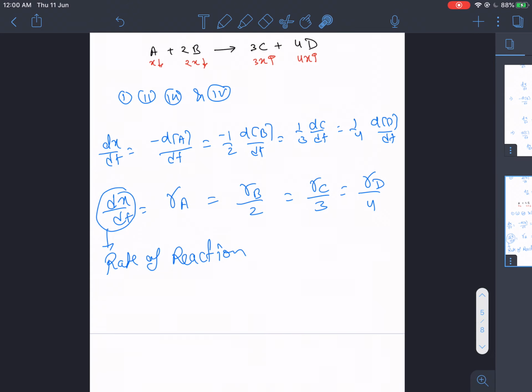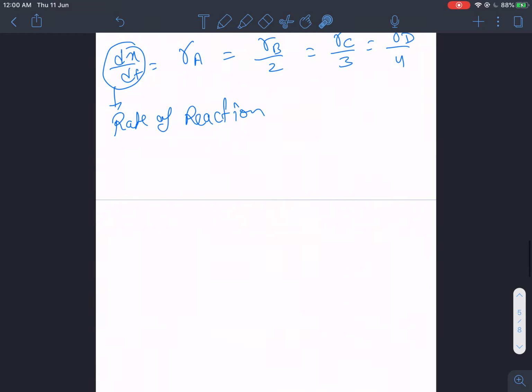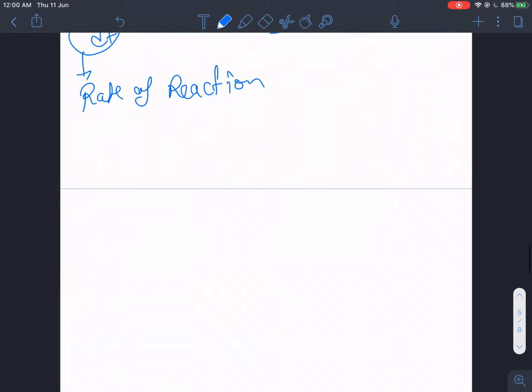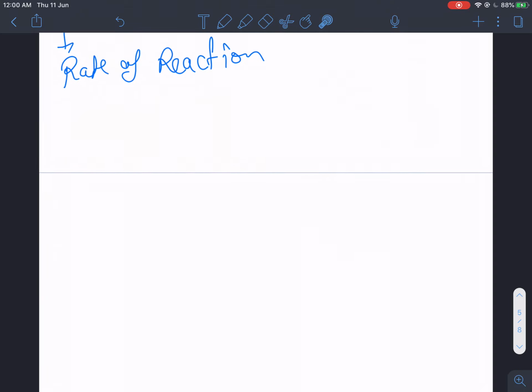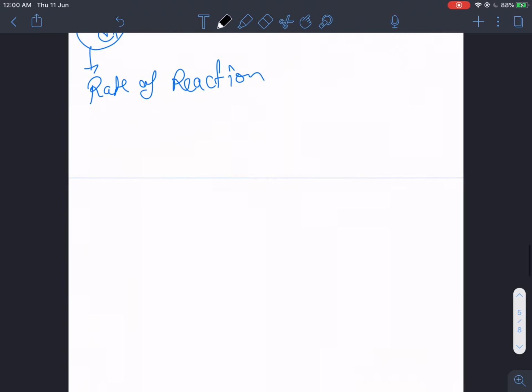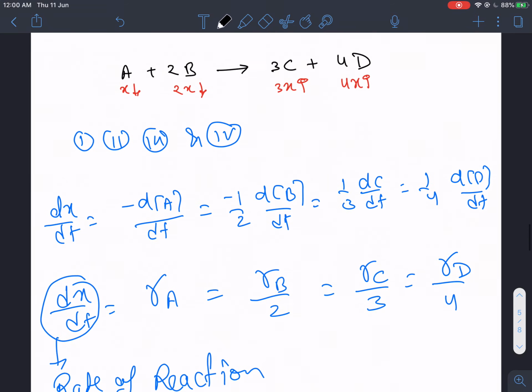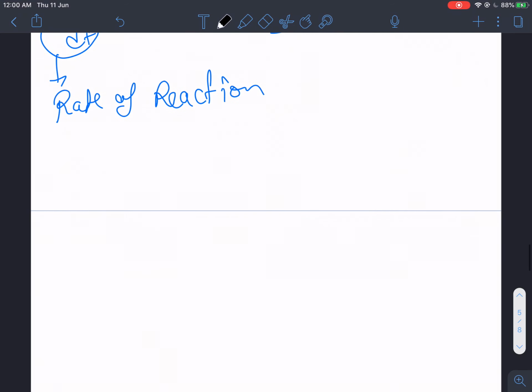Now moving to the relation. Till now we have studied how the rates of A, B, C and D are related. Now we are very much interested in what factors the overall rate of reaction depends on. Rate of reaction means which one, guys? This one, dx by dt. On what factors does it depend? So let me take the same example which we took here, A, 2B, 3C, 4D.